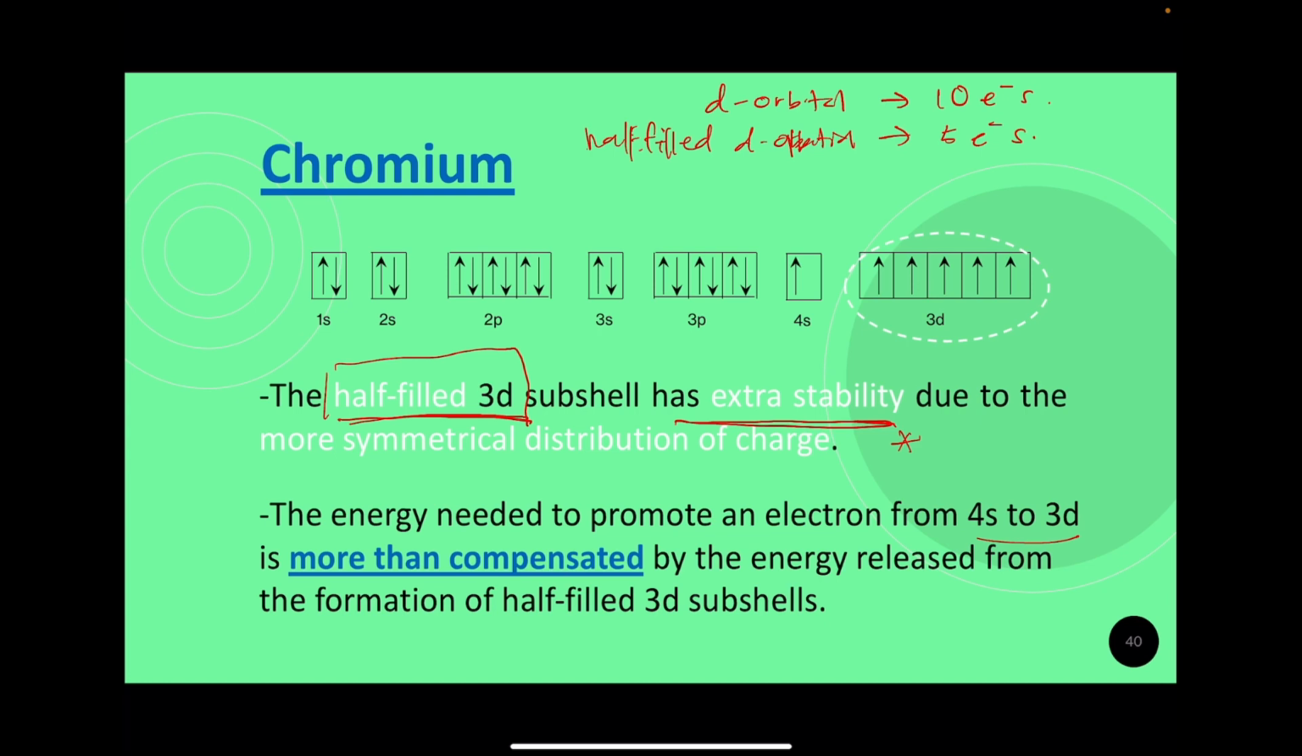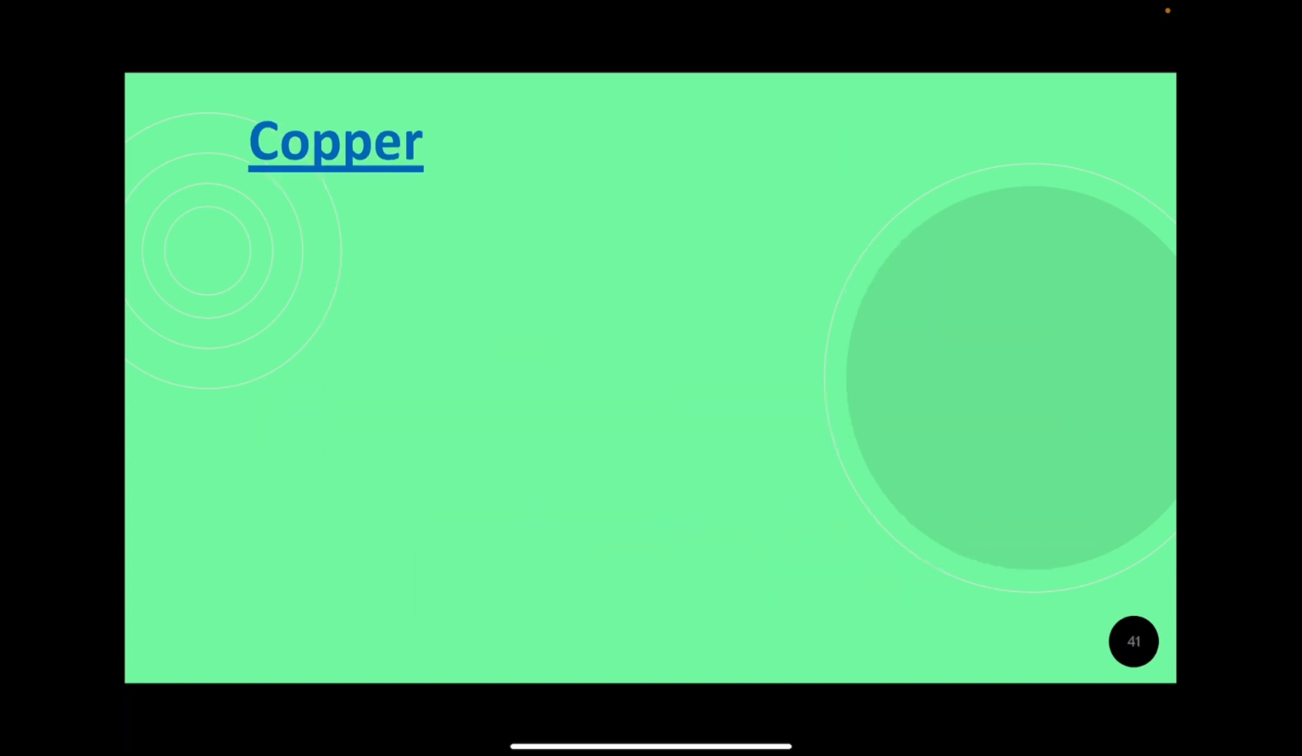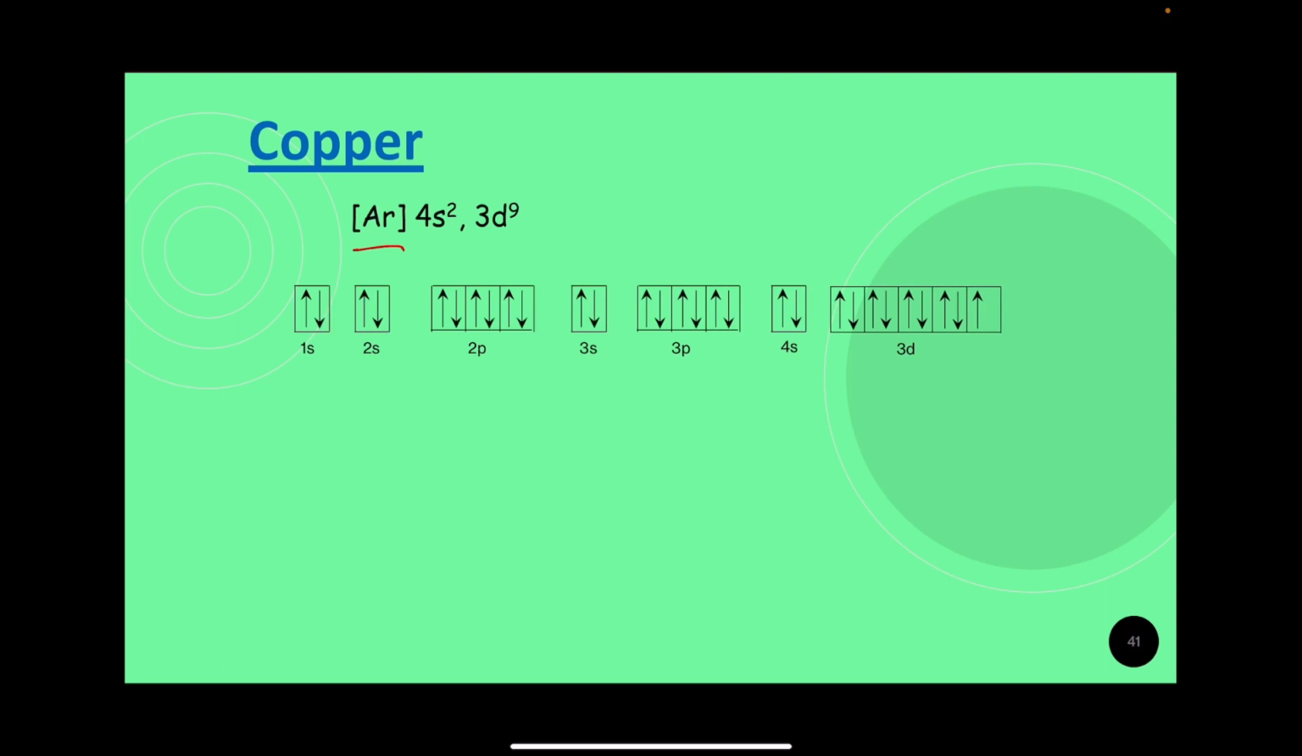Okay, so next we move to another element which has a special case in writing the electron configuration and drawing the orbital diagram, which is copper. In the normal way, you can write the electron configuration for copper as argon 4s2 3d9. Then if you draw the orbital diagram, you will get it like this.